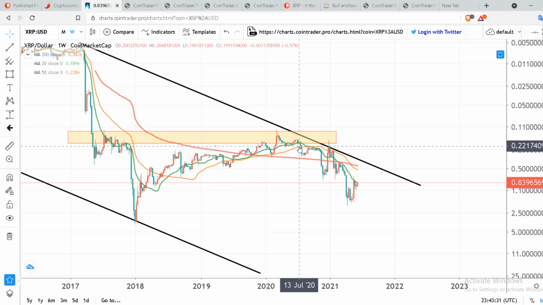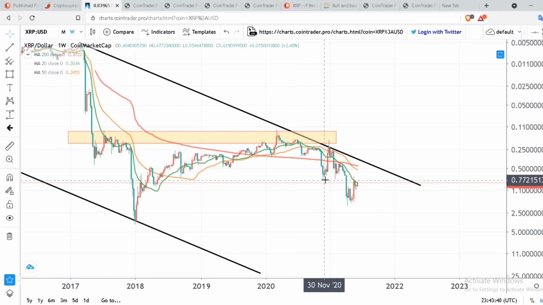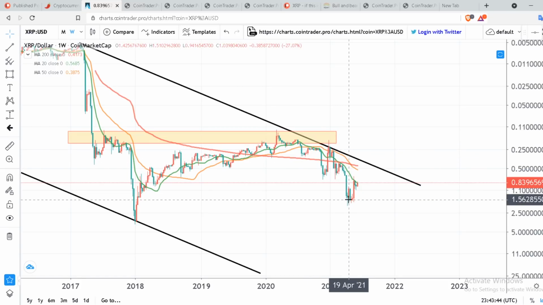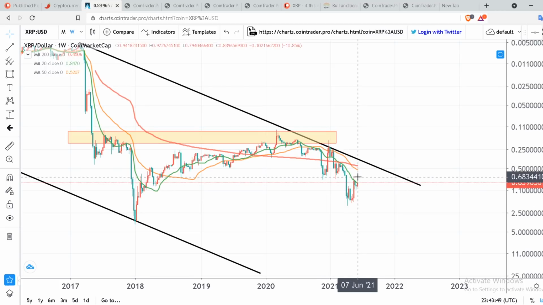20-day moving average, 50-day moving average, then the 20-day moving average crossed the 50-day moving average. The price got pumped. Each time it goes back to that moving average, price goes back, it gets pumped. So this is happening right now. We are going back and we are testing that moving average range.